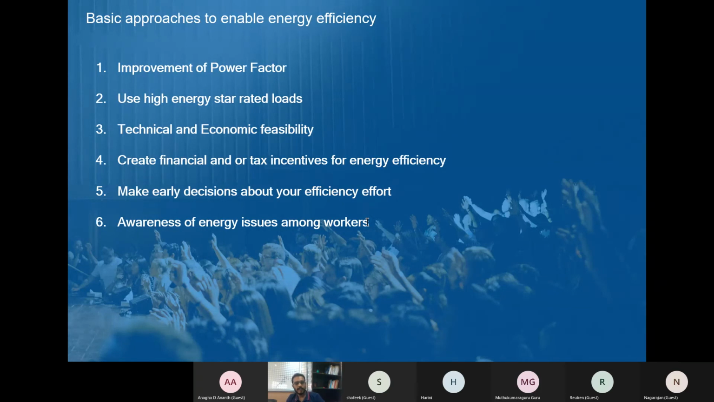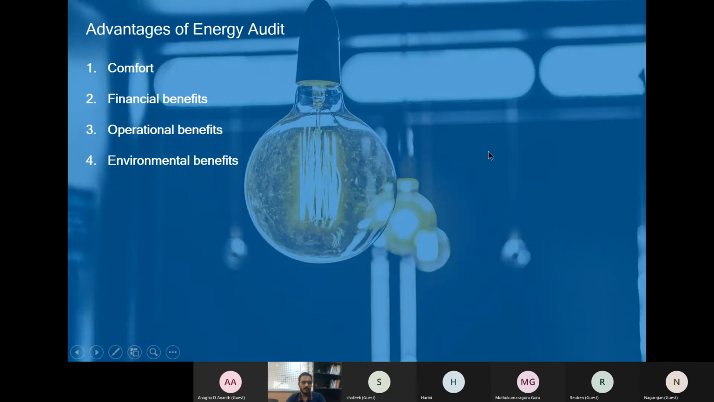Next, awareness of energy issues among workers. In the factories, doing an energy audit increases awareness of energy issues among plant personnel, making them more knowledgeable about power practices that will make them more productive and also reduce the consumption. So these are some common and simple advantages of energy audit.